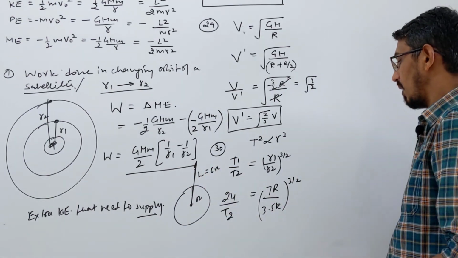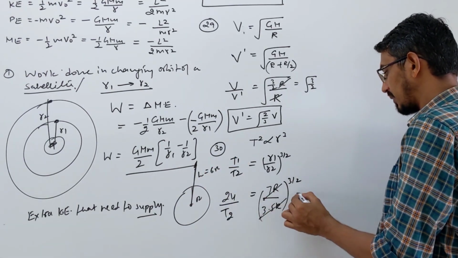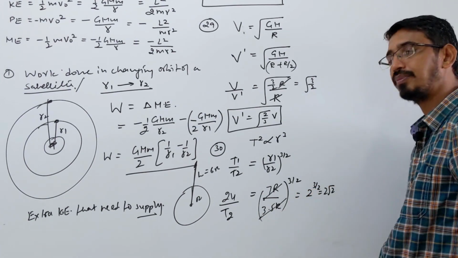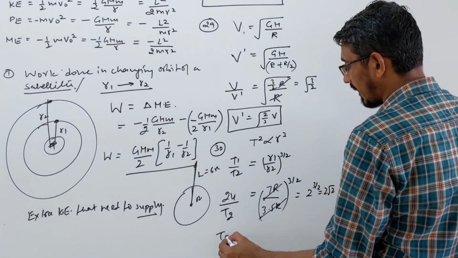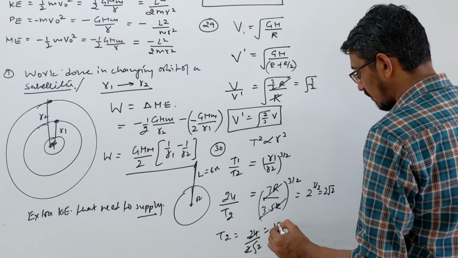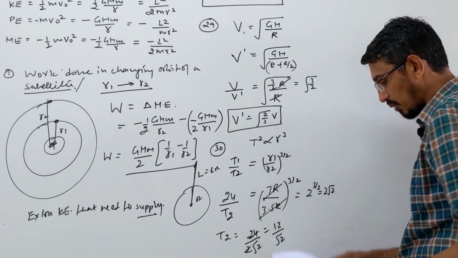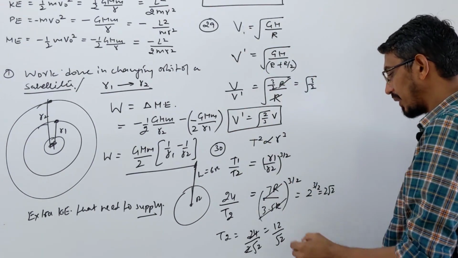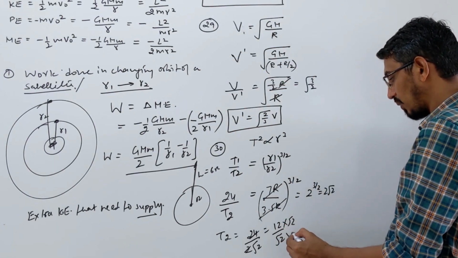This is simply half of that. So 2 power 3 by 2, that you can write as 2 root 2. We have to calculate the time period, that becomes 24 by 2 root 2, so 12 by root 2, or this also you can write differently. See how the options are written: they are written here as 6 root 2. So what you can do is multiply by root 2 in numerator and denominator.